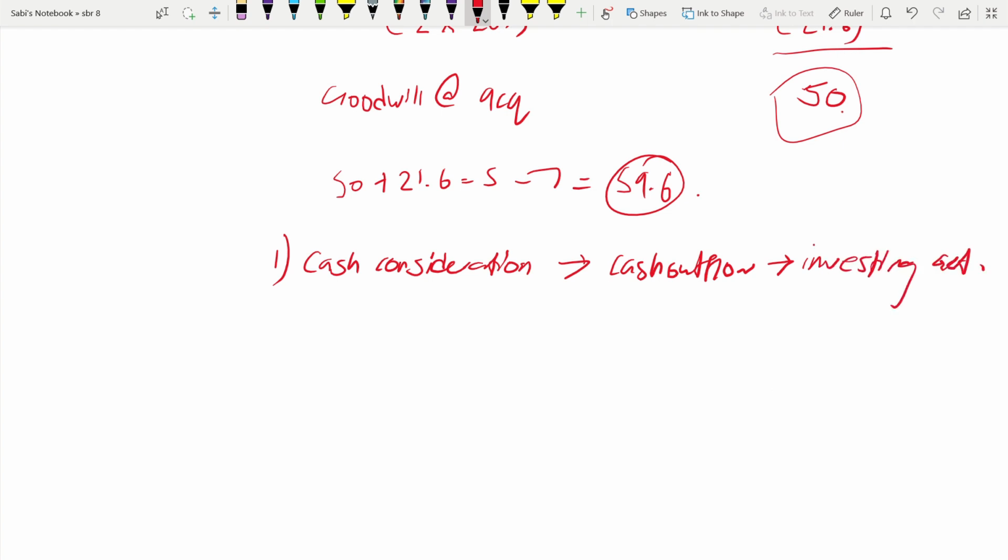And when you're showing it, what did I tell you? Net of their cash and cash equivalent. That means you have to deduct the cash and cash equivalent from this cash consideration and then show the net figure. What about the share consideration?